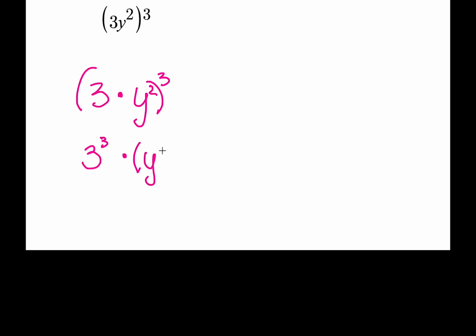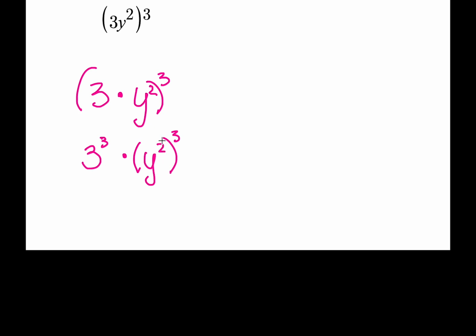Okay, so let's apply the principles that we've already practiced on this problem. Inside the parentheses, we have 3 times y squared. And this will need to be cubed. We distribute the power of 3 to each of these terms. 3 cubed times y squared cubed.